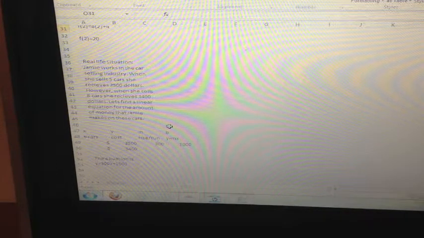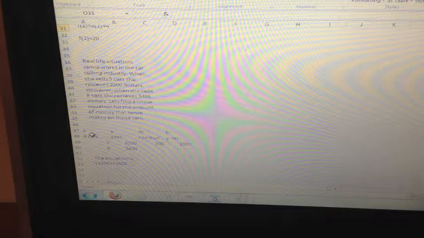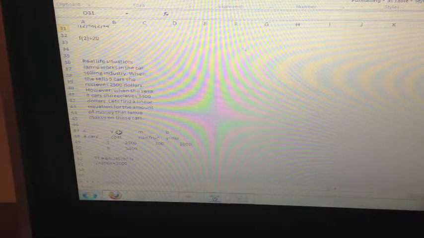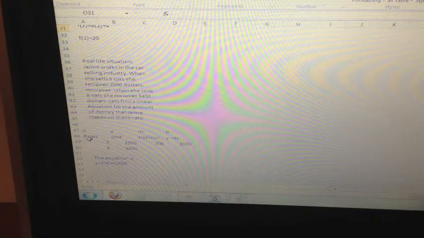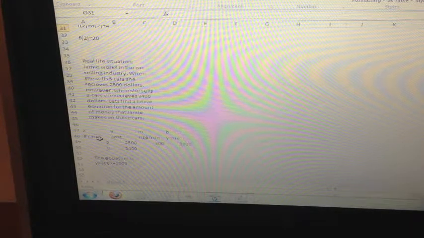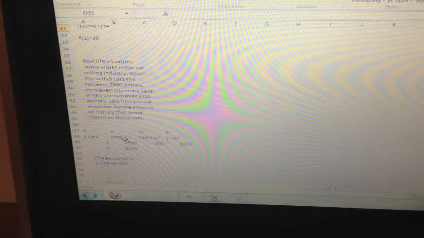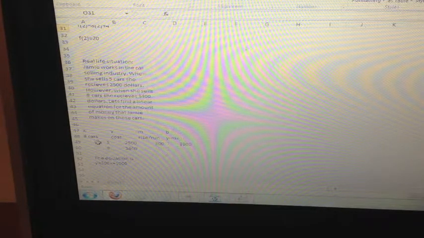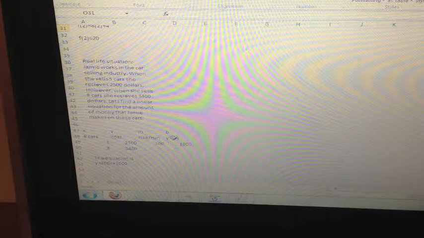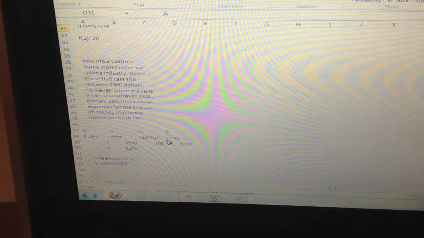So we're going to put this into Excel. First, we're going to write our x, our y, our m, which we know is our slope, and our b, which is our y-intercept. And I labeled these here. X stands for our number of cars, y stands for our cost, m is our rise over run, which we know is y2 minus y1 over x2 minus x1. And b is our y-intercept, which to get that we do y minus m times x.